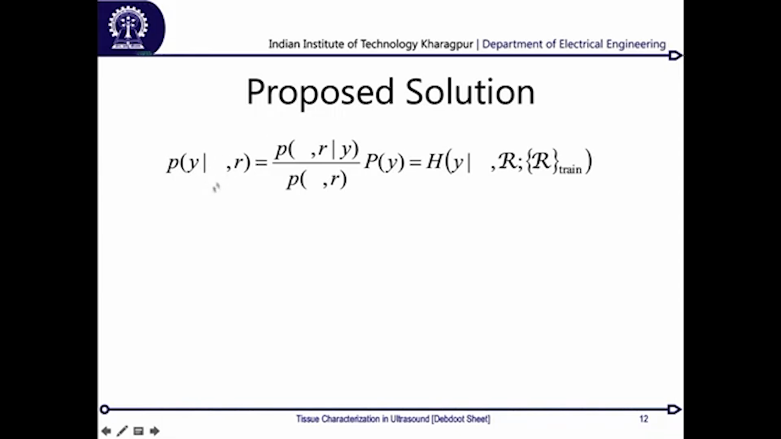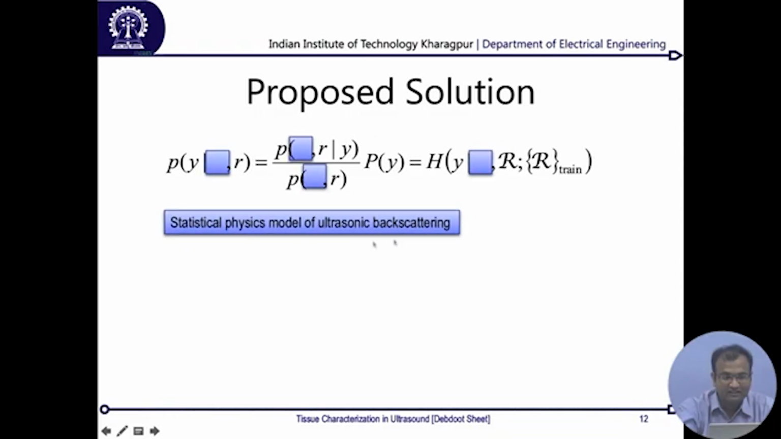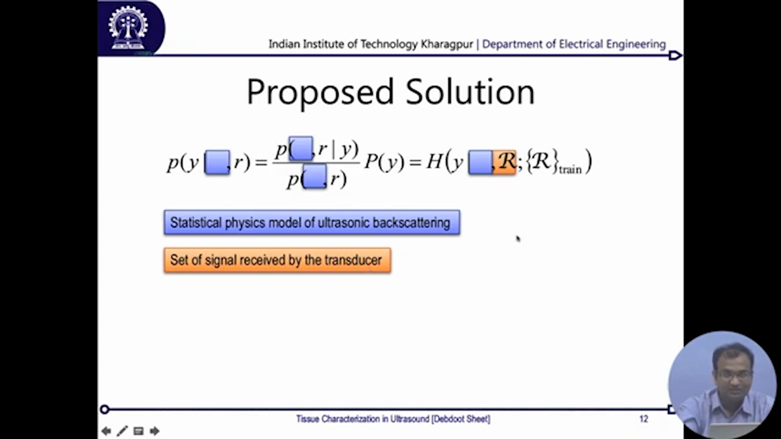So we need to figure out what this factor is. If we use this unknown factor as some sort of a guidance across all of them, we should be able to get that one out. Now what we decide is we call this unknown factor the statistical physics model of ultrasonic backscattering, and I will come down to how that is computed. It is a very simple process by which you can compute it.